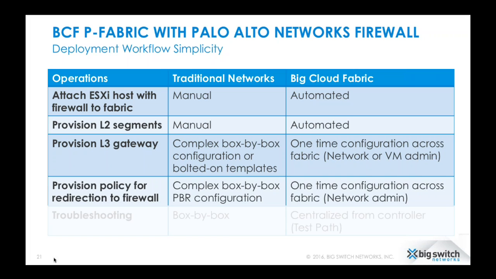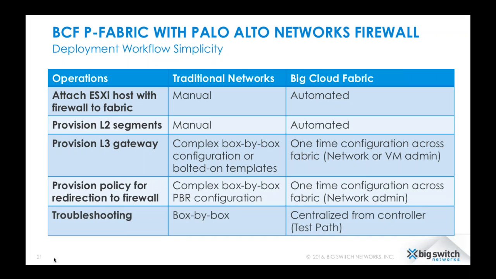Now, policy redirection, right? Configuring the policy, whether that policy would drop the traffic or redirect it to the firewall for additional inspection. Typically, what you see out there is complex box-by-box configuration of something like policy-based routing. With Big Cloud Fabric, you configure a policy one time. It gets applied to the entire fabric, regardless of where the VMs and workloads are sitting, and where the virtualized firewall is sitting. And if you're adding more and more virtualized firewalls, the policy will take effect as well.